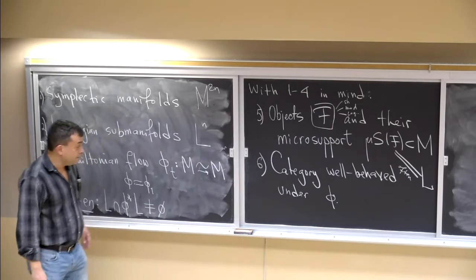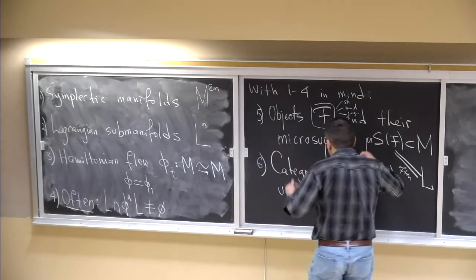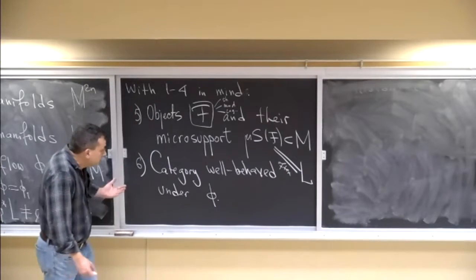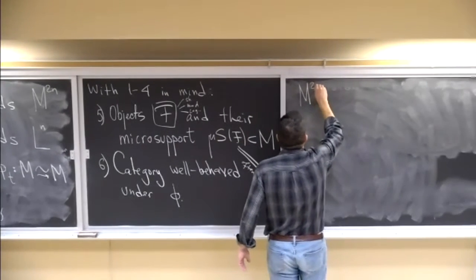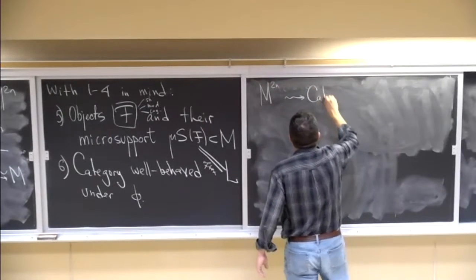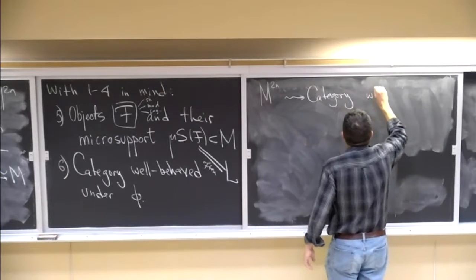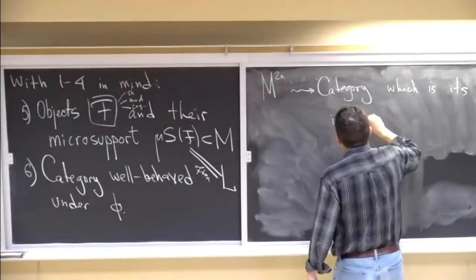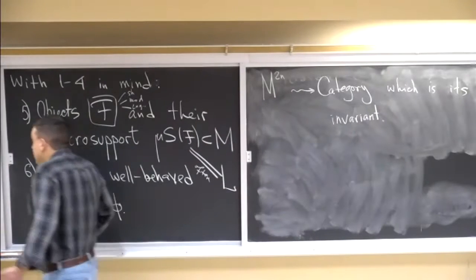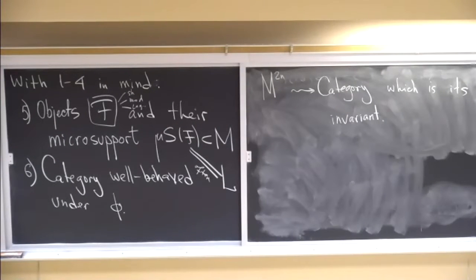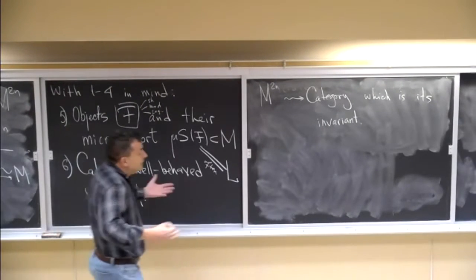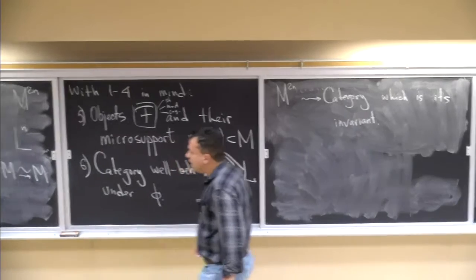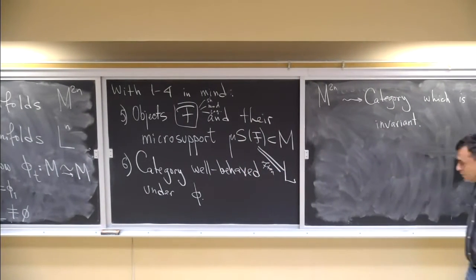the microsupport of a thing will be Lagrangian. And so with that in mind, I will construct an invariant of this symplectic manifold, which is not a number, it's rather a category. And it's an invariant. It distinguishes between manifolds and so on. But in particular, it is inspired by, using this category, one can study those questions.